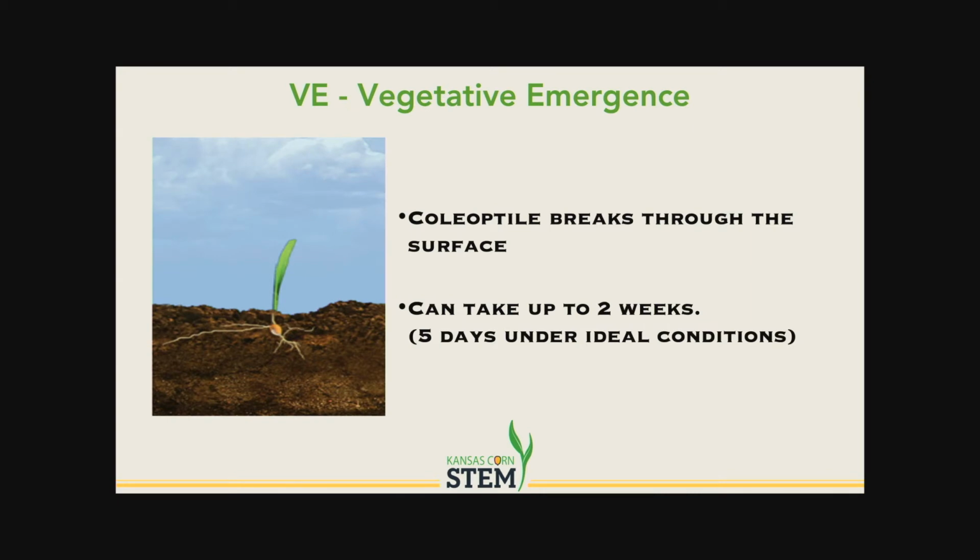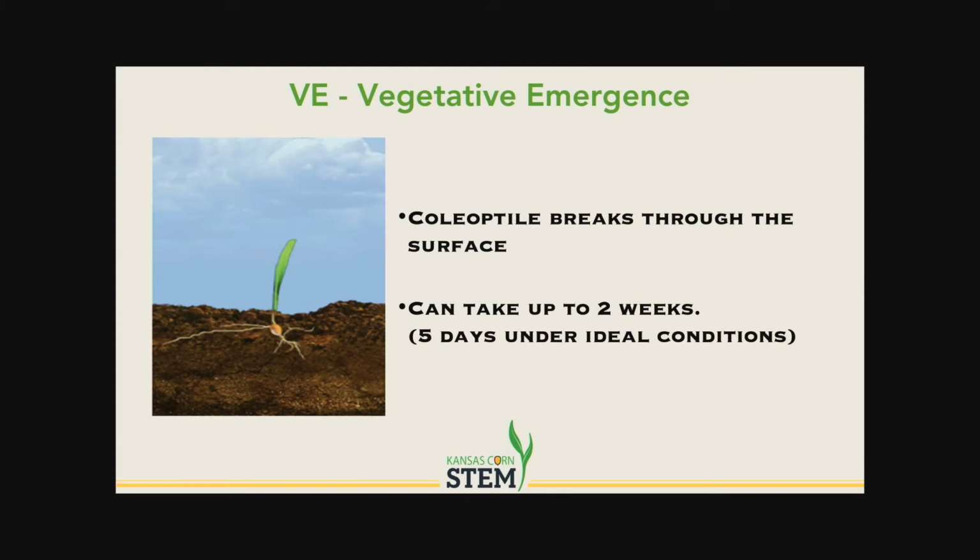All right, so VE, I've already talked a little bit about this. Again, that coleoptile, it's a weird word. I needed someone to help me say it multiple times, but that's breaking through the soil. Now, when a farmer plants their corn seeds, it can take easily 2 weeks to develop. It really depends on the ground temperature. Again, if you want to explore this more, go to the Growing Degree Days on Kansas Corn STEM. But under ideal conditions, if we have a nice warm ground temperature, we can see emergence within 5 days. Pretty easy there.